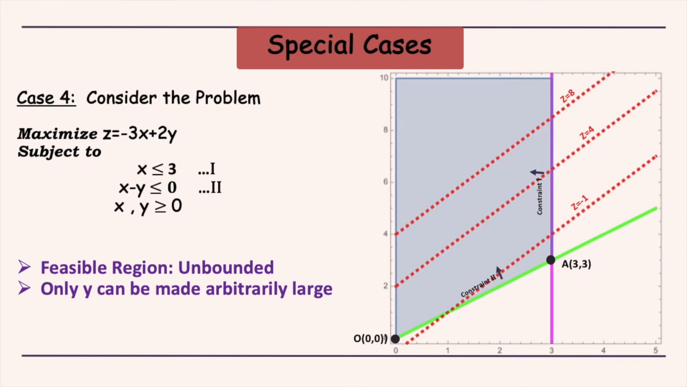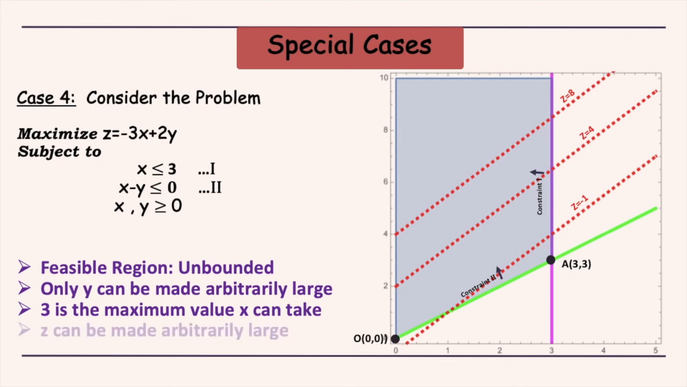There is some kind of a restriction on x, and we can see that 3 is the maximum value which x can take. So although y can be made as large as we want, x has a restriction that it cannot exceed the number 3. So we see here that z also can be made arbitrarily large, restricting to our feasible region. So although we have an unbounded region, we cannot make x as big as we want, and this is also a case of unbounded solution.